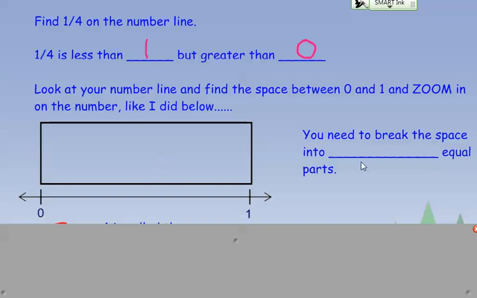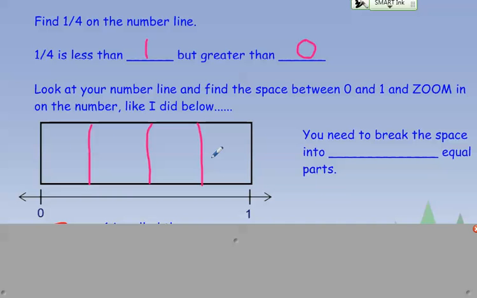We need to break the space into how many equal parts? If you said 4, you're right. The bottom number tells me how many equal parts I want to break this in. So go ahead and let's cut this up into 4 equal parts. As close to equal as you can get. And I apologize, mine's so sloppy. Hopefully yours is neater. So there's my 4 equal parts, 1, 2, 3, 4.